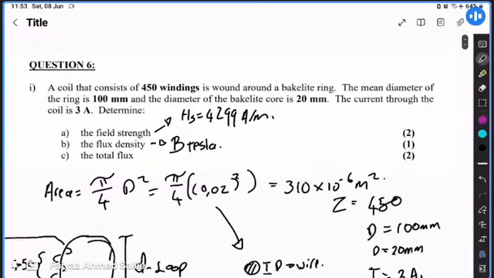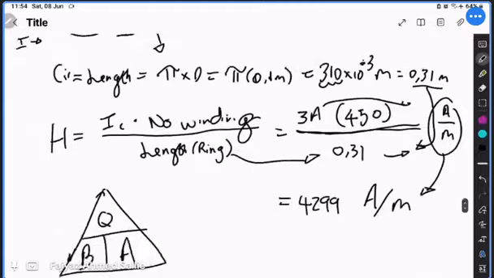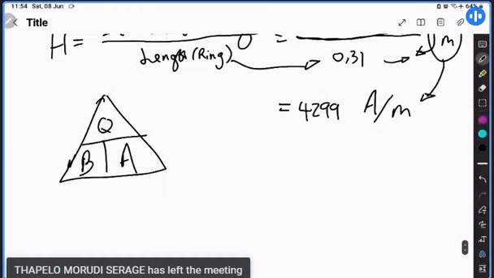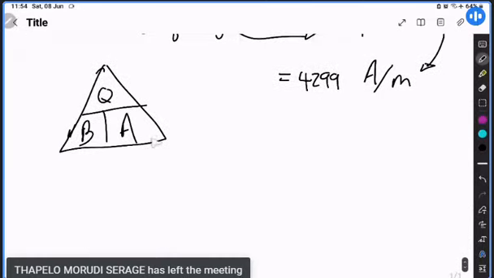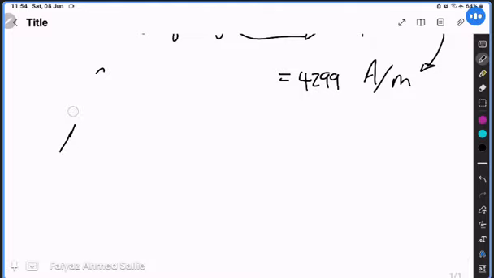Okay, so another thing to note is that we have to solve this question before we move on to the next question. So we solve the field strength, and we can use the field strength to get the permeability of the material itself, or get the permeability of the air gap.